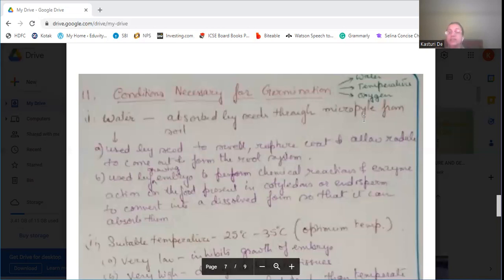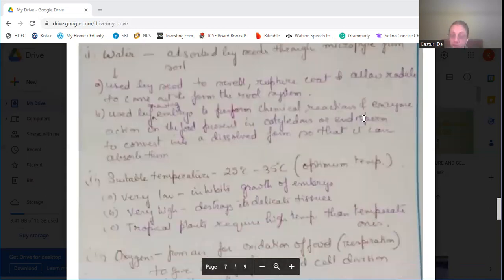Clear? Next is suitable temperature. Suitable temperature means optimum temperature, which is between 25 degrees centigrade and 35 degrees centigrade. That is necessary for the seed to germinate.